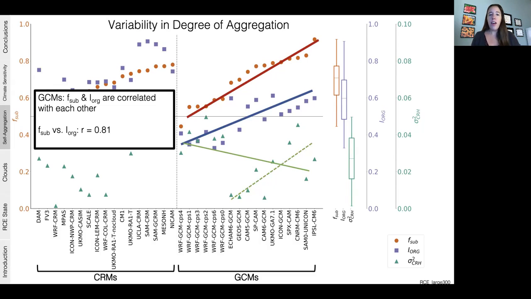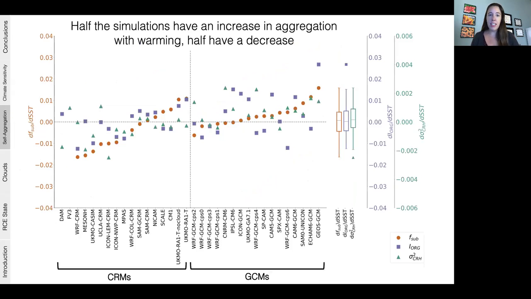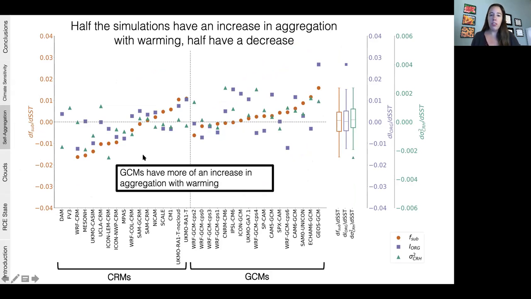We can then quantify how aggregation is changing with warming by plotting the rate of change of these different metrics over our three simulations at different SSTs. And we find that there's really no consensus on how aggregation changes with warming. Half the simulations have an increase with warming and half have a decrease, and that's true regardless of which metric you look at. We do notice, though, that the GCMs on the right-hand side of the plot tend to have more of an increase in aggregation with warming than our cloud resolving models do, and that will turn out to be important later on.